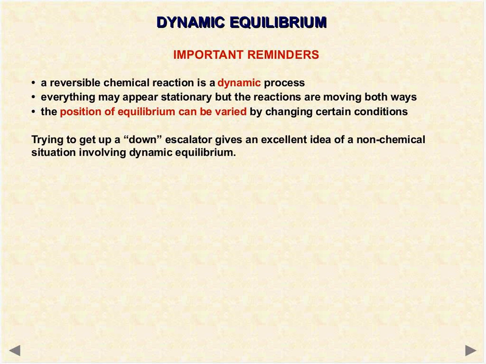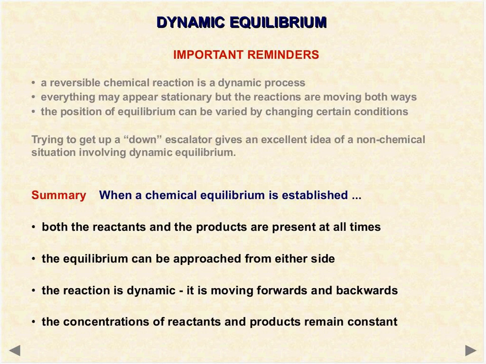Okay. So basically, dynamic equilibrium is a reversible process. You know, both forward and backward reactions are taking place. Now let's sum this up. Chemical equilibrium is established. Both the reactants and the products are present at all times.